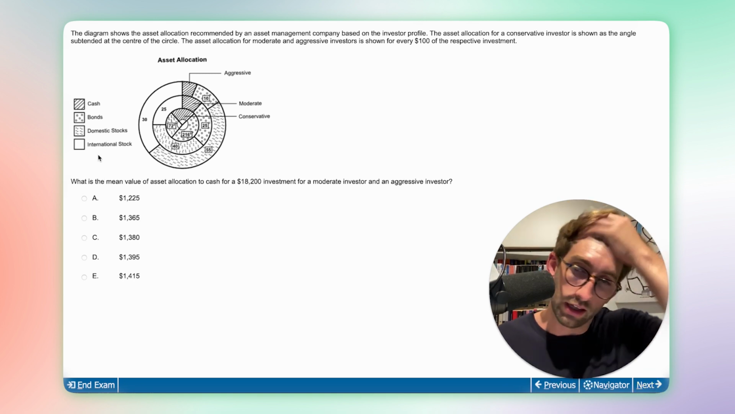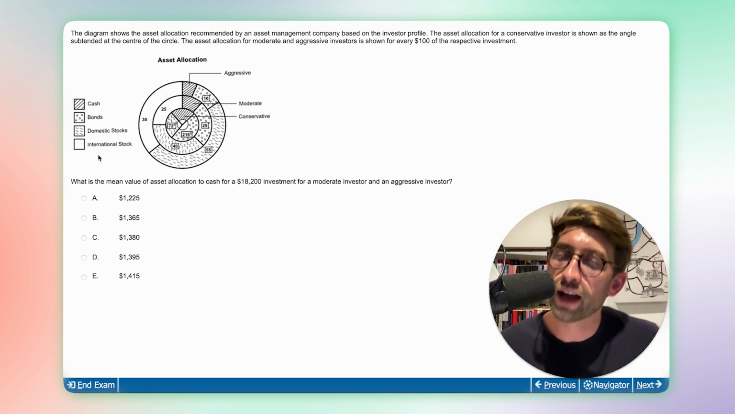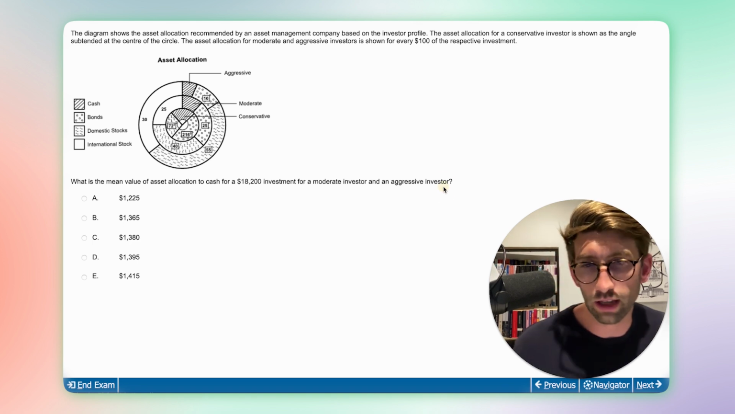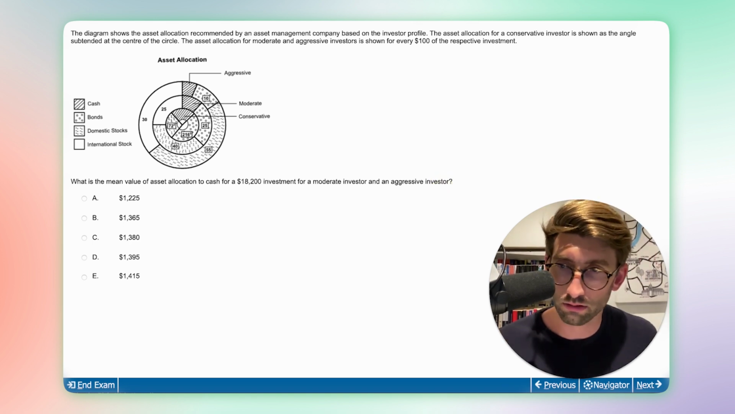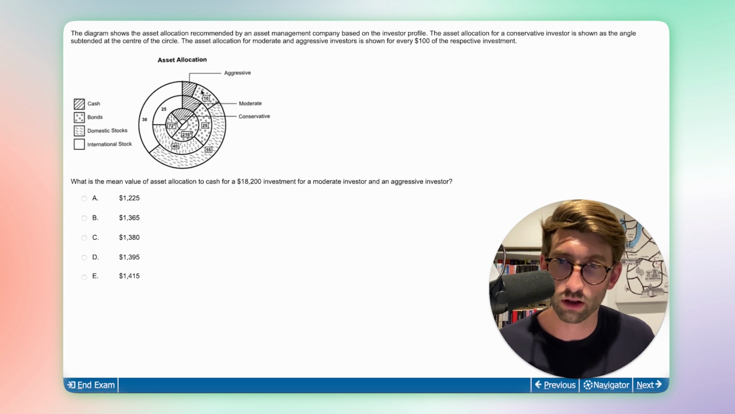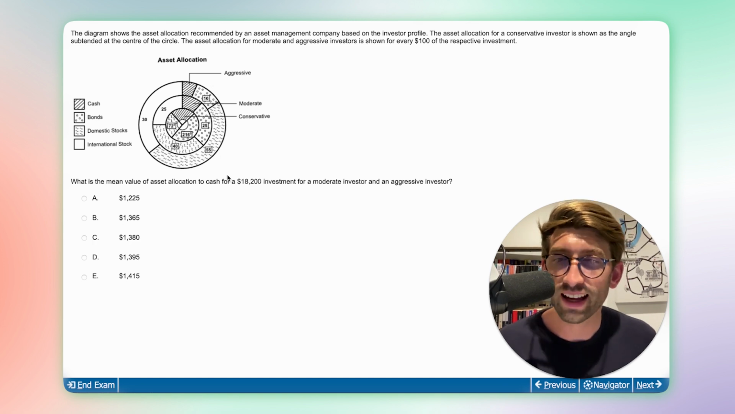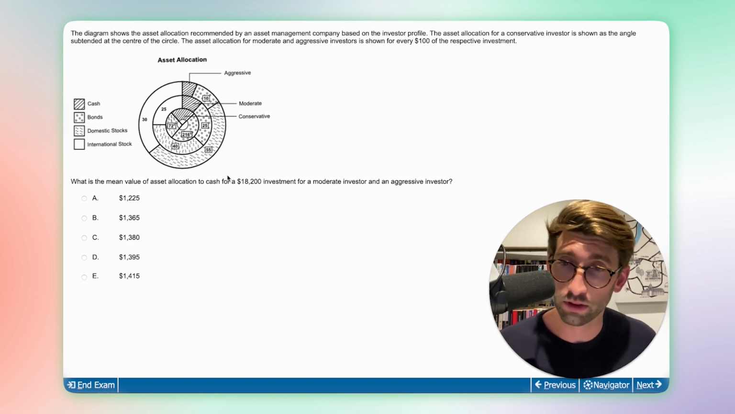And this question is asking, what is the mean value of asset allocation to cash for an 18,200 investment for a moderate investor and an aggressive investor? So what it's asking is, cash for aggressive and moderate. For the amount they would invest, 18,200, what would the average overall amount of cash be between the two?